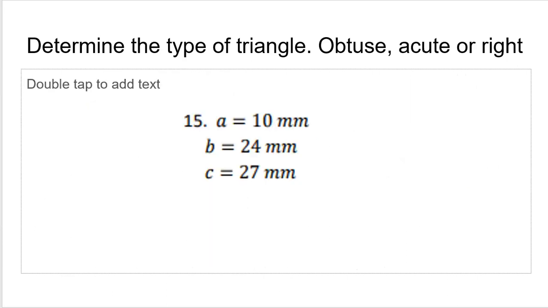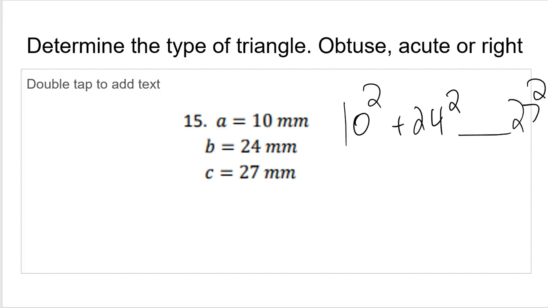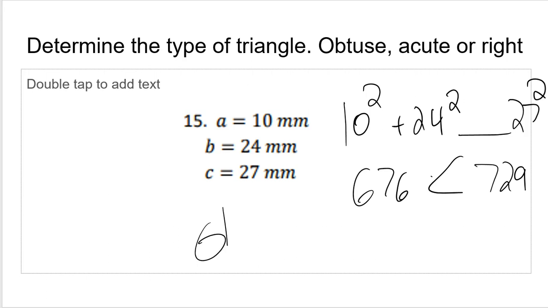All right, the last couple types of problems we're going to talk about are ones that look like this. They actually tell you what's a, b, and c, so it makes life a lot easier for us. So 10 squared plus 24 squared, and then blank, and 27 squared. That's 676, and then 27 squared is 729. So when the hypotenuse is larger, you're going to have an obtuse triangle.